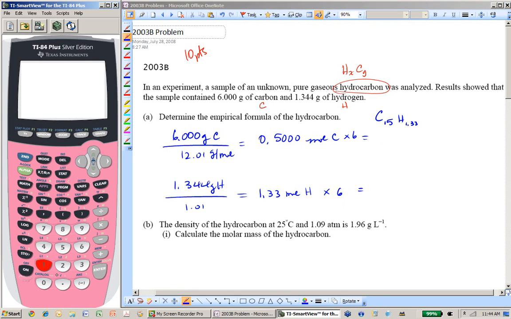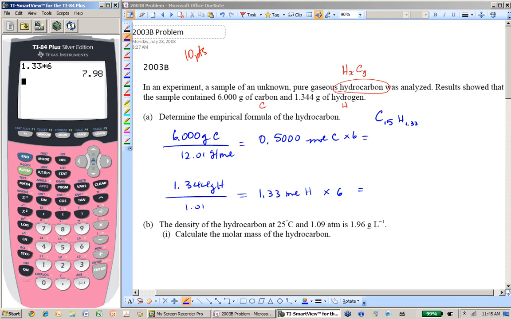.33 times 6 equals... Yeah, that's what I've got to do. Because just doubling, it's just process of elimination. Did doubling work? Did tripling work? Did quadrupling work? Did multiplying by 5 work? No, I had to work my way all to multiplying by 6 to get both of them to whole numbers. I thought 3 was going to do it for H, but it didn't do it for carbon. So I have to keep going to 4, to 5, to 6.